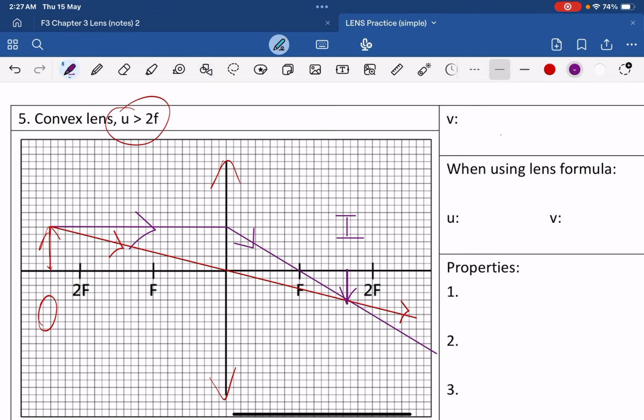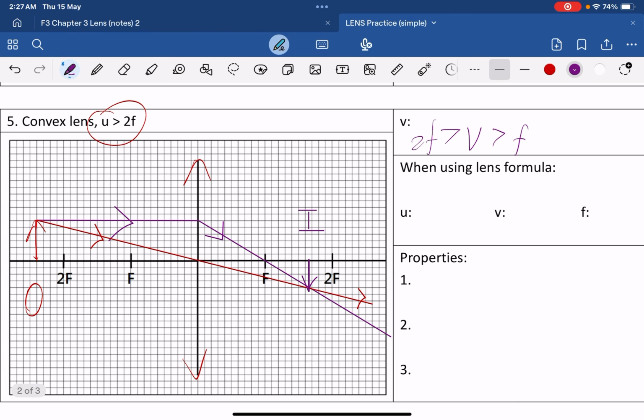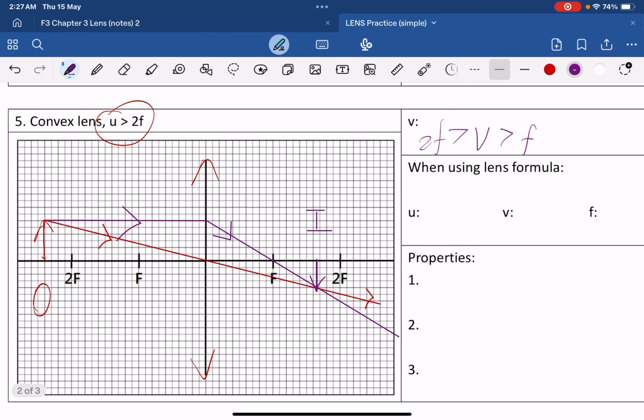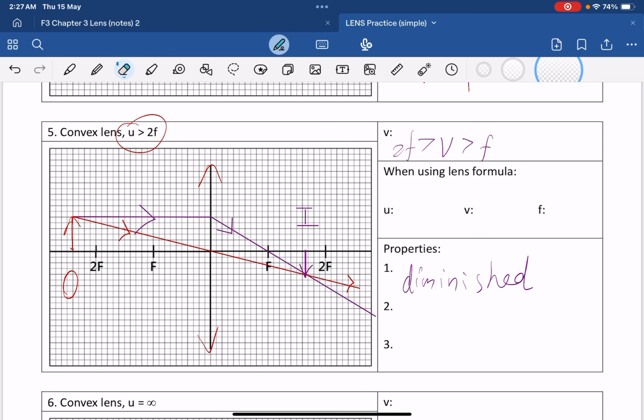Here we will see v is between f and 2f, if u is greater than 2f. Okay, now for the property, you see the size of the image is smaller than the size of the object, so we say it will be diminished. That means smaller, right? Diminished. And also it's pointing down, so it will be inverted. So the image is formed inverted. And the last one is a real image.